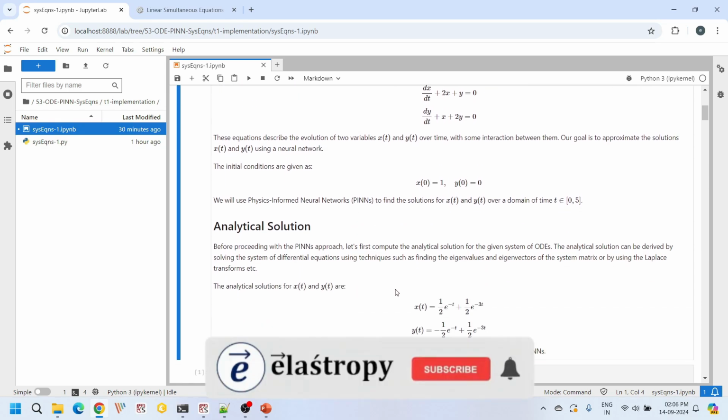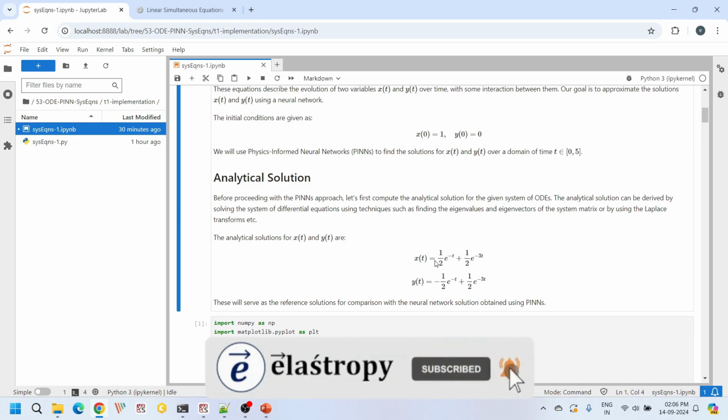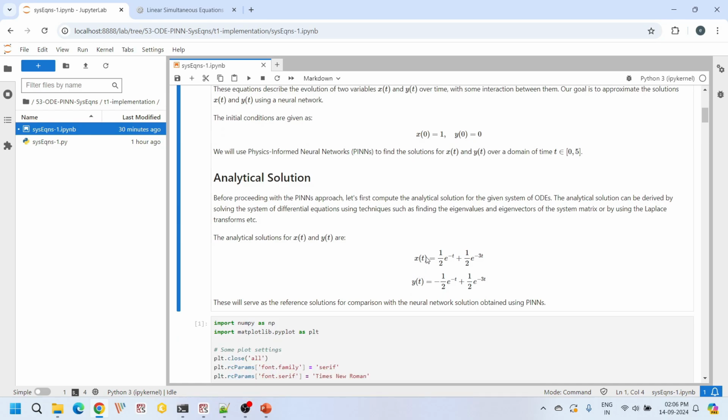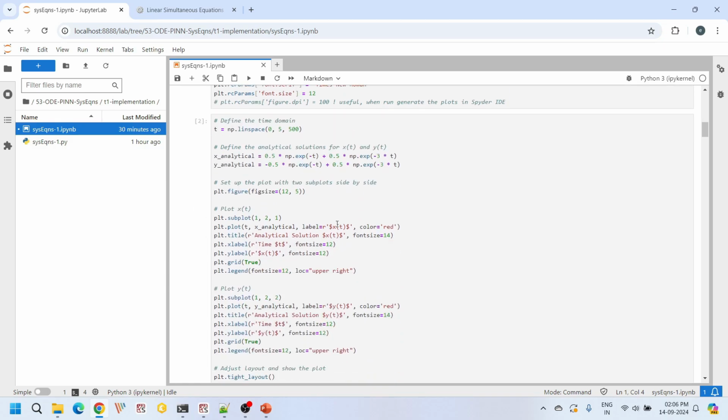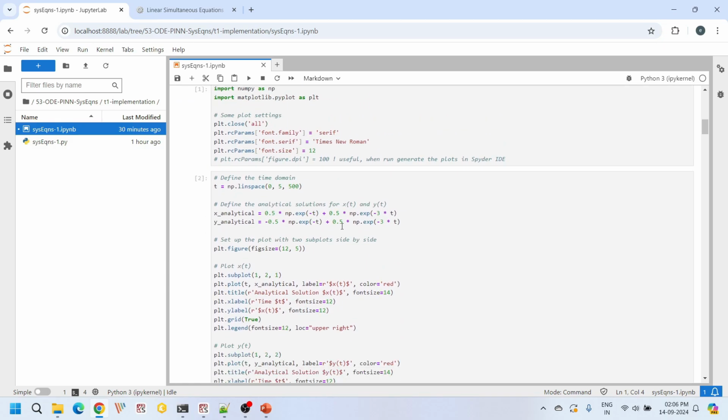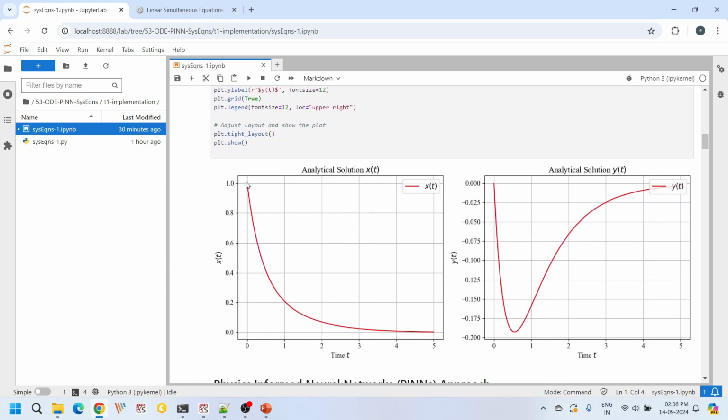Before jumping onto the neural networks, let's see how our analytical solution looks. As I said, these are the analytical solutions, x of t and y of t. Here I have written a small program to visualize this solution. So our x of t looks like this and y of t looks like this. We are going to use these solutions as reference solutions for verifying our neural network solution.